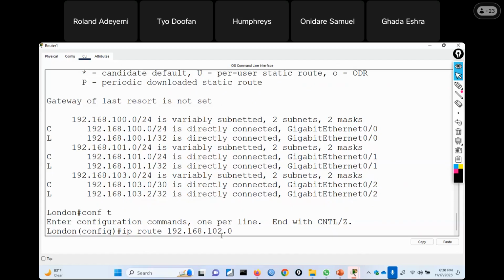192.168.102.0, that is the network address. The subnet mask, 255.255.255.0. So I'm simply trying to tell my London router that there is a network somewhere. This is a network address, this is a subnet mask. And in case you have a message for anybody on that network, send it to 192.168.103.1. Who is that? The next router. That is the IP address.